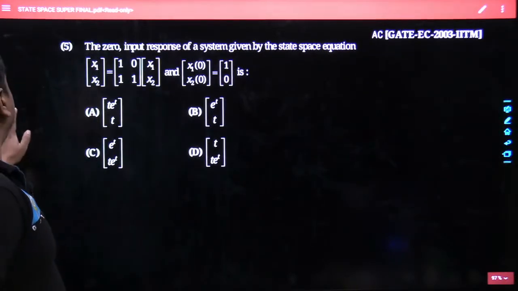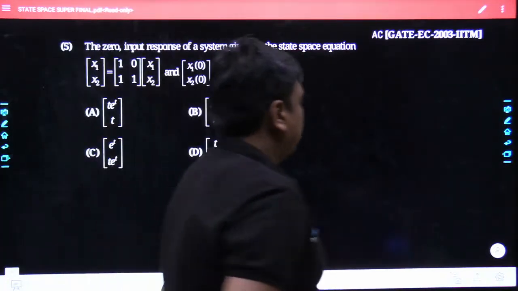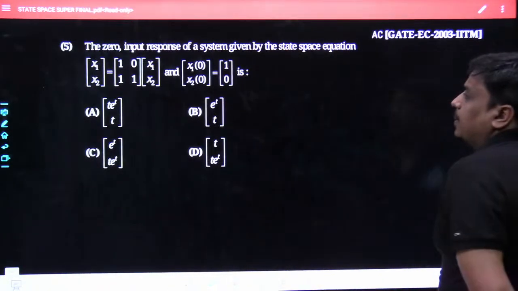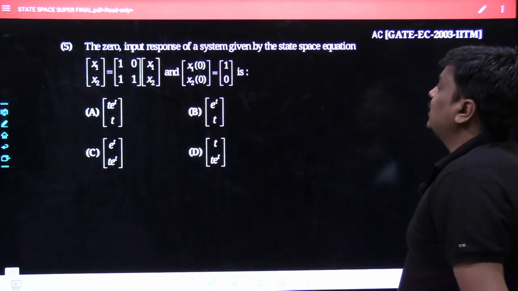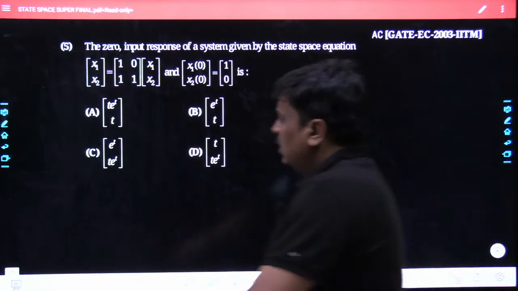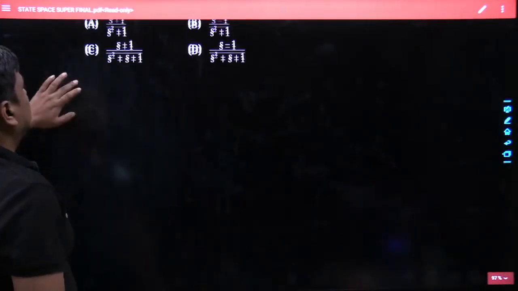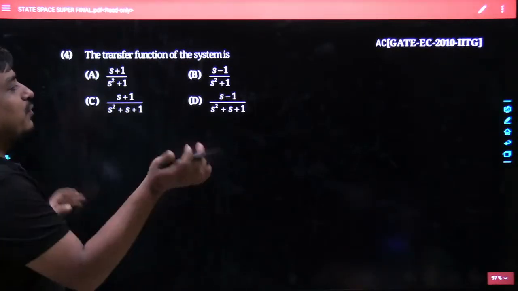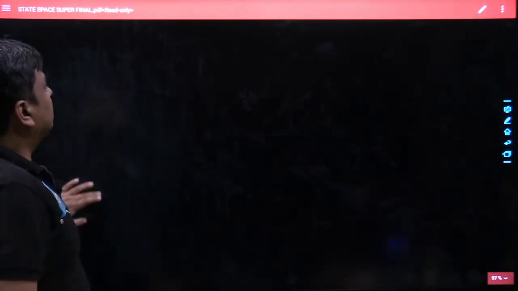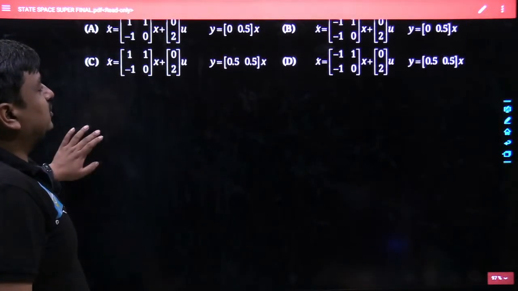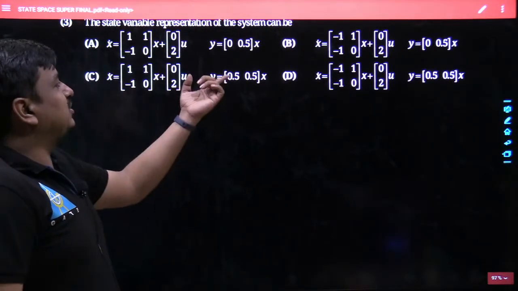Now here comes the next question. The zero input response of a system given by the state space equation. Probably one question has been left out, no? Yes, one question was left out. With the help of the earlier information which we have concluded in question number 3, I need to get the transfer function. So the best answer, what it was, the best answer was option B.